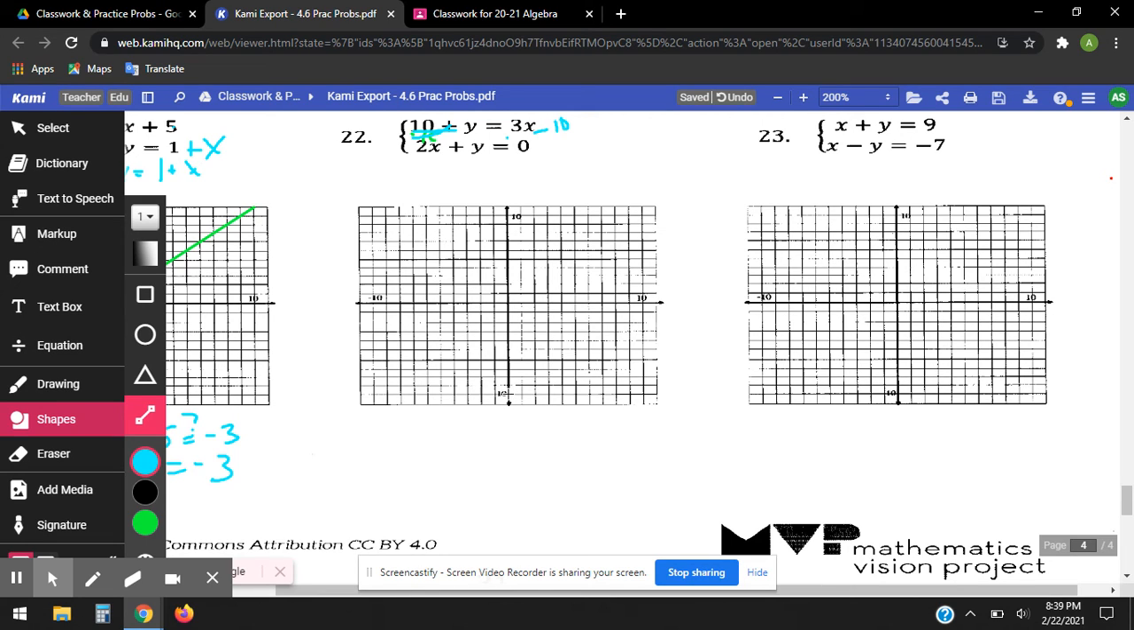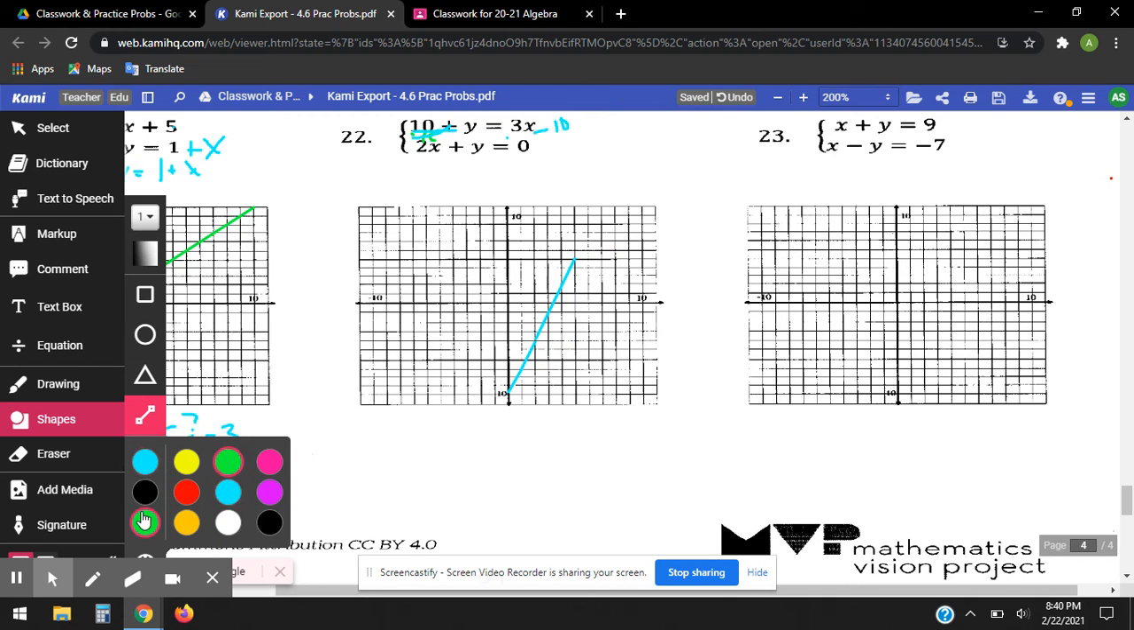Up 3 over 1. Oops, lost track of where it's at. I'm just going to do one at a time here. 1, 2, 3 over 1. This is hard to control. And then we'll do 2, 3 over 1. One more time, 1, 2, 3 over 1. Okay, I have a straight line.